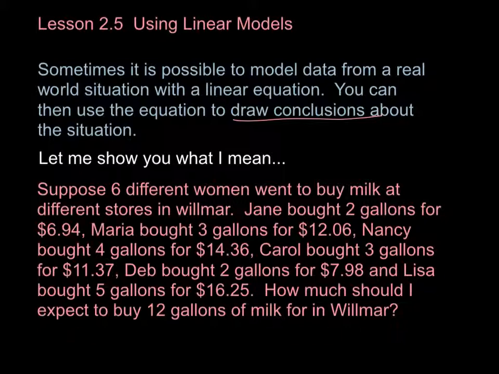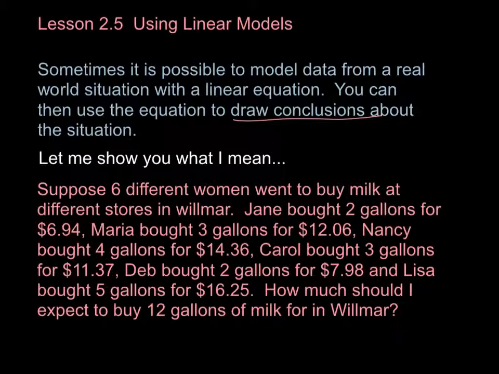Suppose 6 different women went to buy milk at different stores in Wilmer. Jane bought 2 gallons and they cost $6.94. Maria bought 3 gallons for $12.06. Nancy bought 4 gallons for $14.36. Carol bought 3 gallons for $11.37. Deb bought 2 gallons for $7.98. And Lisa bought 5 gallons for $16.25.